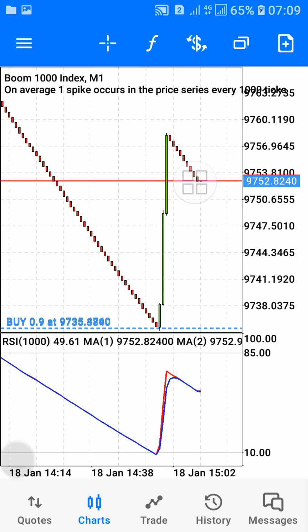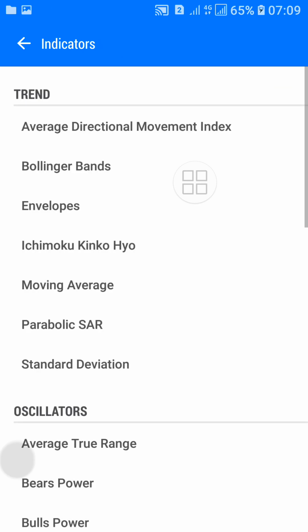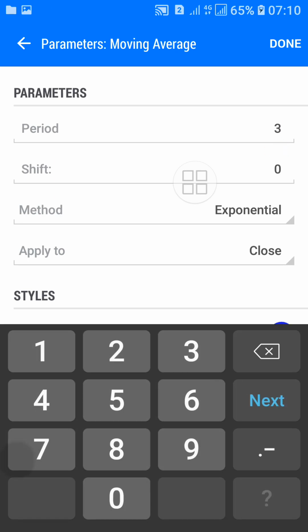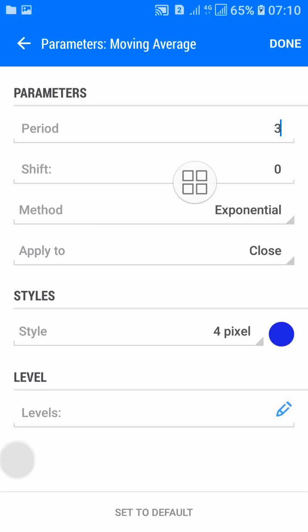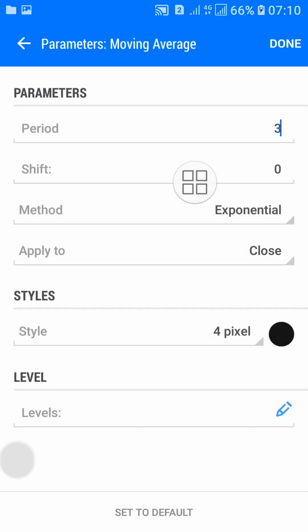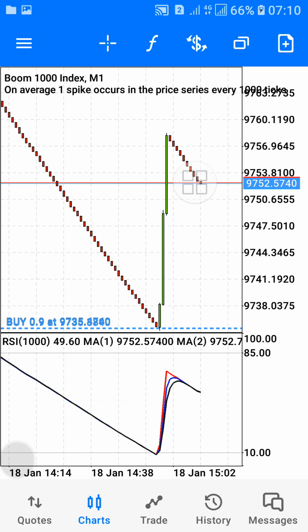The next one I'm going to be using here is still a moving average, but this time the period will be 3, and every other thing should be the same. You can change the color and the style to a color of your choice. I'm going to be using black here. So I've got this, although I'm expecting more spikes, that's why I'm leaving this trend running.